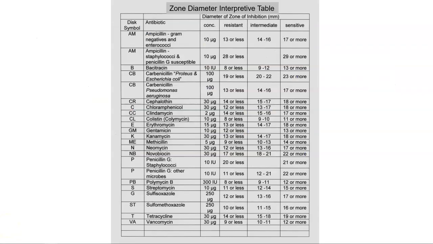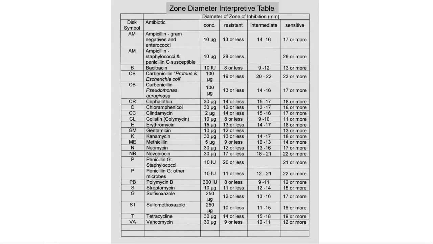We can then come to the zone diameter interpretive table, which is this. On this you can see that first column shows you the symbol of the antibiotic. The next one gives you the antibiotic name. Then you've got the concentration. Then it gives you numbers.